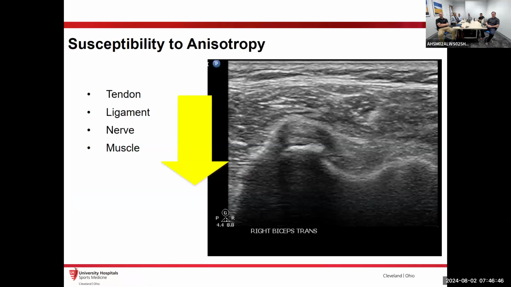Same thing here. So, susceptibility to anisotropy: tendons are very susceptible, and when you go down into muscles, it's not very susceptible. And that all has to do with the alignment of the structures within that particular tissue, right? Muscles kind of go all over the place. And so the sound waves are going to come back, even if it's not a very clear picture.